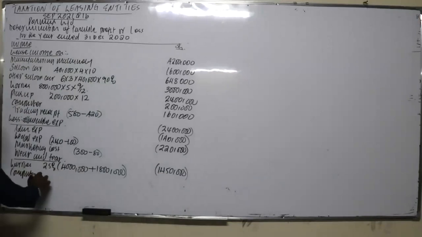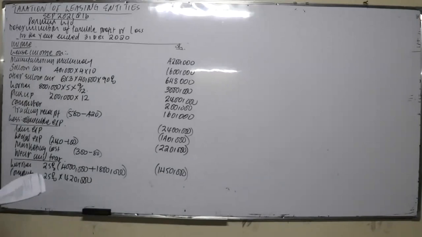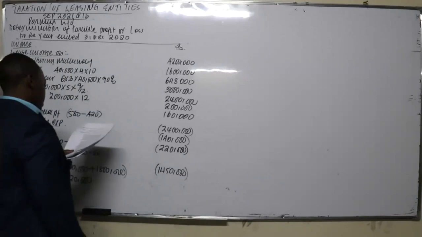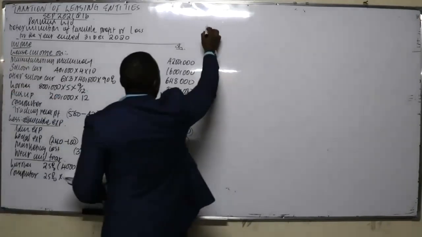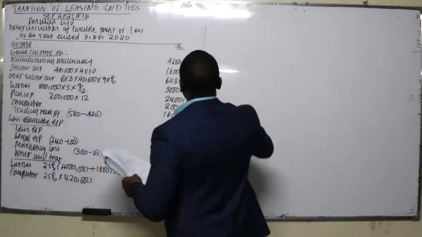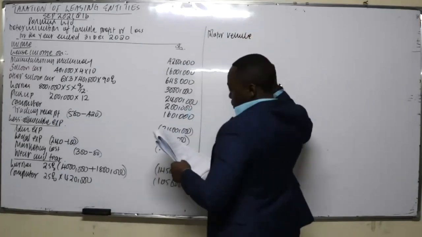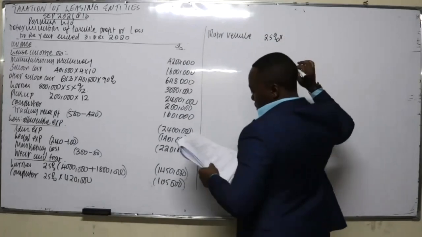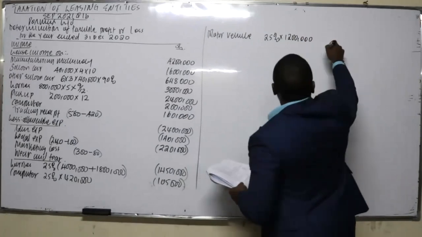Computer is at the rate of? Still 25% of 420, that is 210. 210, you get 105. Was there any purchase of computer? No. So it's 105. Then there is motor vehicle. You take 25% of how much? 1.2, eh? 600 to get 300.